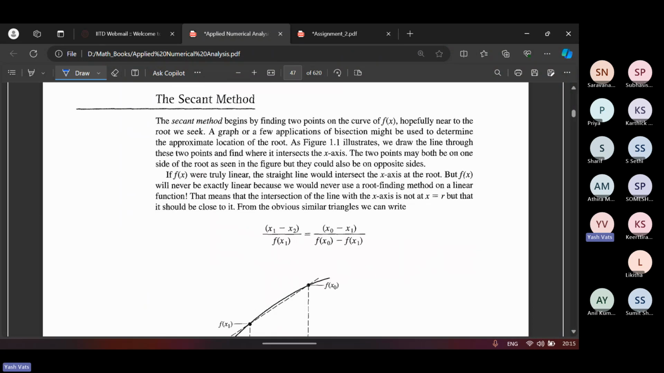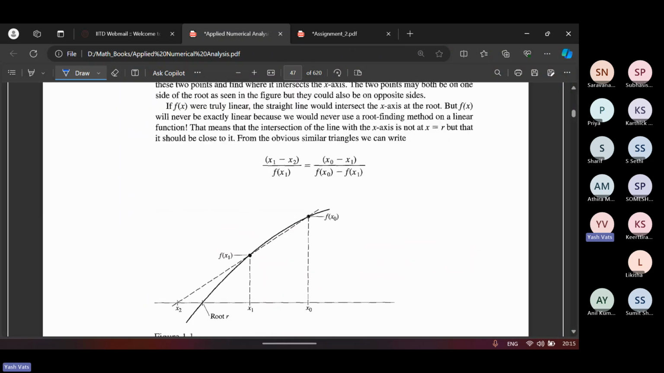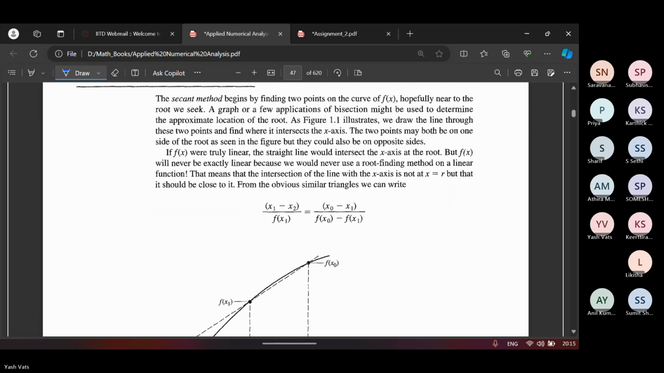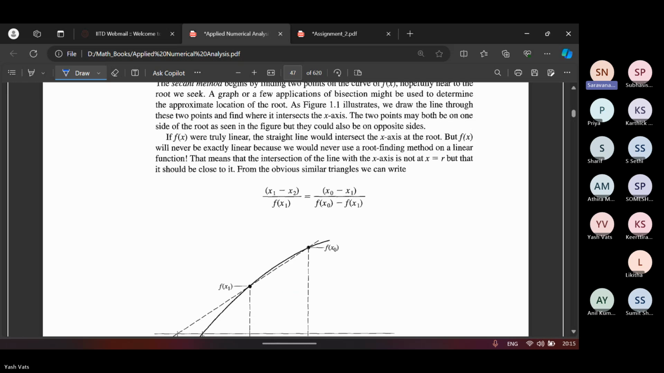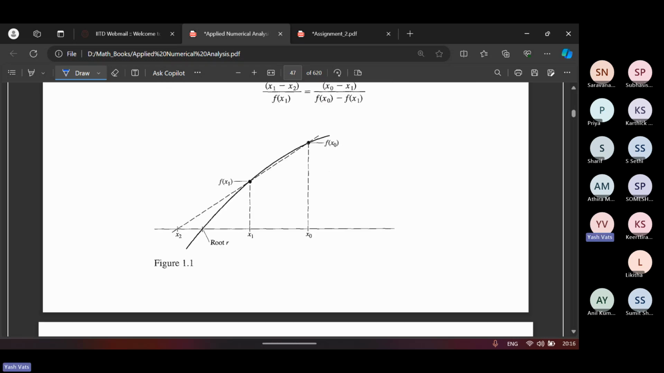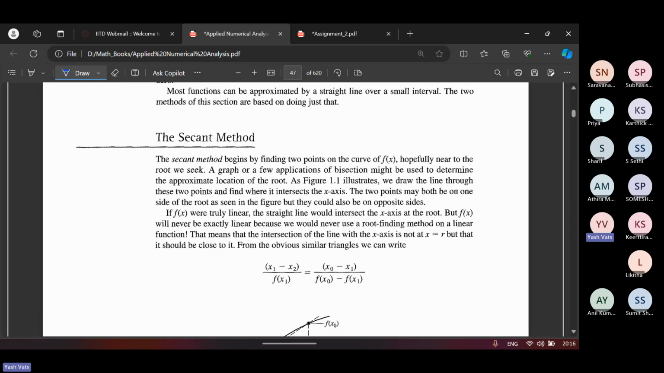Next method is the secant method. Have you heard this second method in the lectures? Yes, sir. But please just give a brief idea. Okay, sure. So we are given the second method.